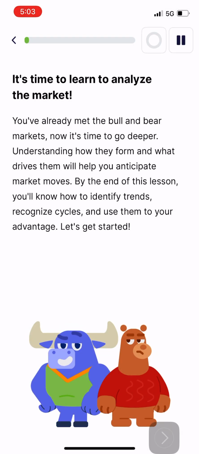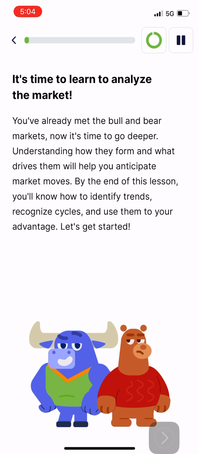It's time to learn to analyze the market. You've already met the bull and bear markets. Now it's time to go deeper. Understanding how they form and what drives them will help you anticipate market moves. By the end of this lesson, you'll know how to identify trends, recognize cycles, and use them to your advantage.